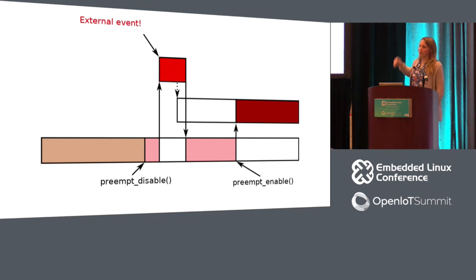And so you have to wait until that thread has done a preempt enable, and at that point you can schedule in the higher priority thread. So it should be clear that usage of preempt disable, preempt enable are going to impact that delta. Any questions about that?